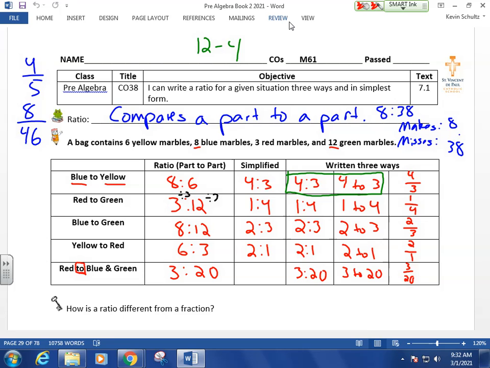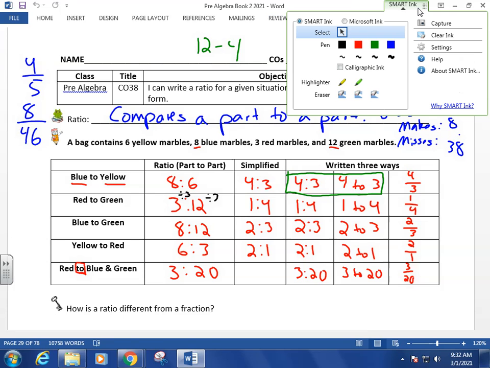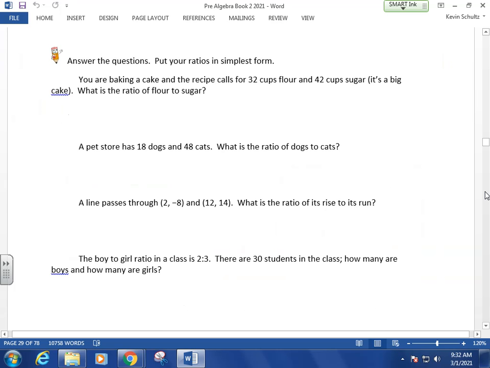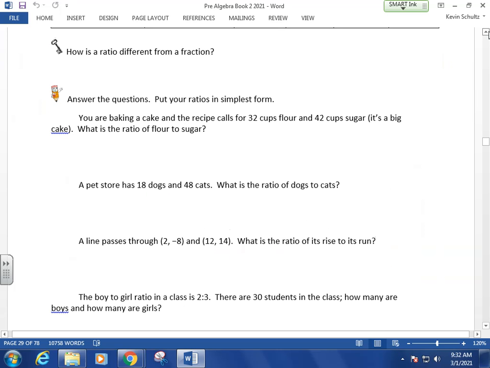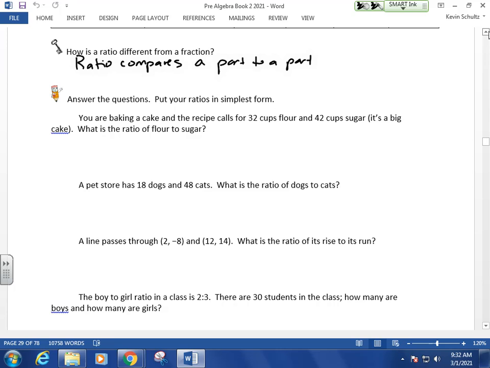Okay. We've already answered the question, how is a ratio different from a fraction? And we'll do it again here. How is a ratio different from a fraction? Aiden? Ratio compares a part to a part, and a fraction compares a part to a whole. Good. A ratio compares a part to a part, whereas a fraction compares a part to a whole.